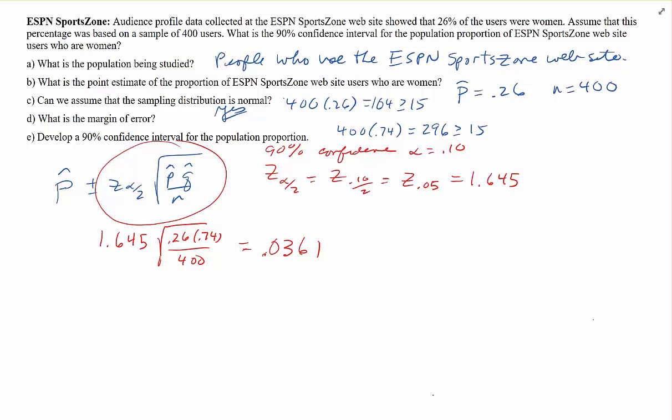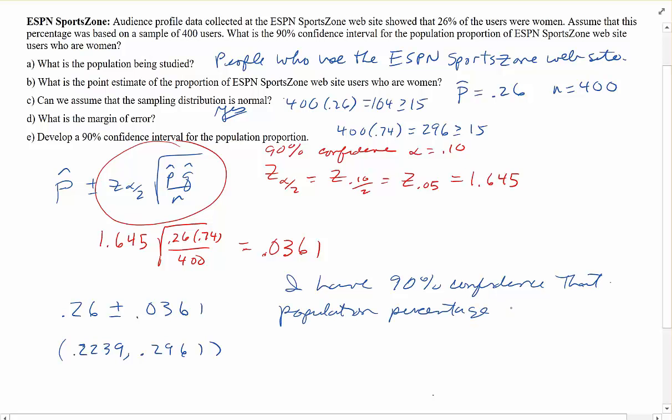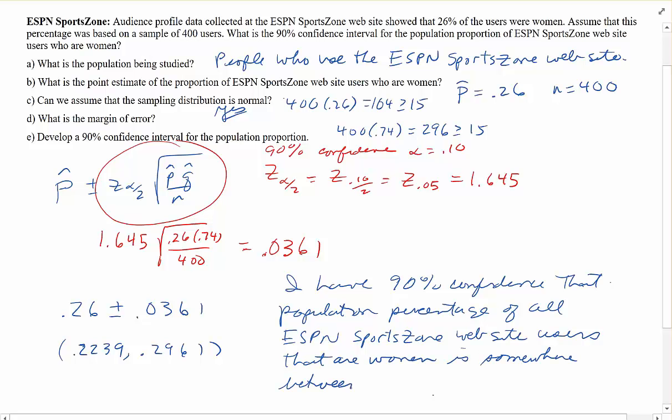If I want to go ahead and get the confidence interval, then I'll have 0.26 plus or minus 0.0361, and that will give me on the lower end 0.2239, and on the upper end 0.2961. So I have 90% confidence that the population percentage of all ESPN Sports Zone website users that are women is somewhere between 22.4% and 29.6%. My estimate of that population percentage is 26%.